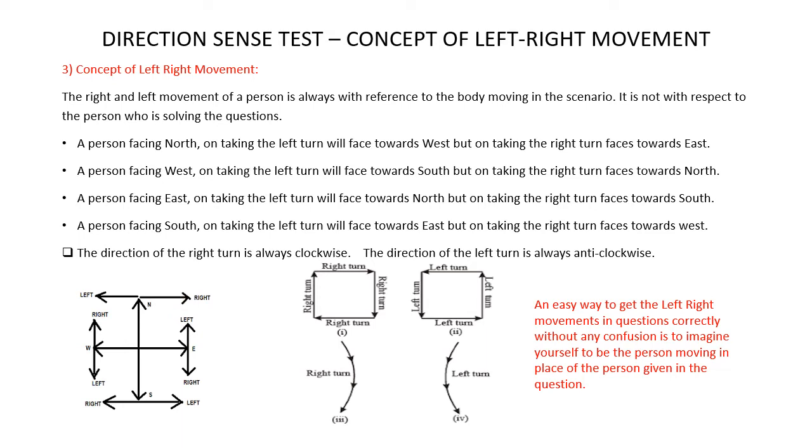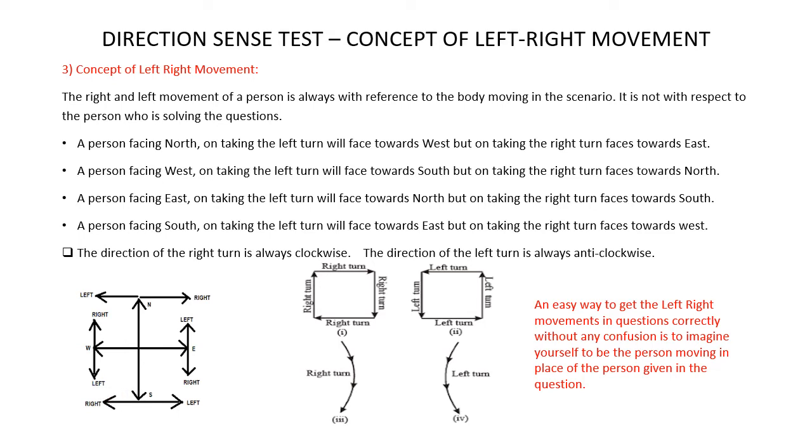Similarly, a person facing west on taking the left turn will face towards the south, but if he takes a right turn, he faces towards the north. A person facing east on taking a left turn will face towards the north, but if he takes a right turn, he'll face towards the south. A person facing south on taking the left turn will face towards the east, but on taking the right turn, he faces towards the west.